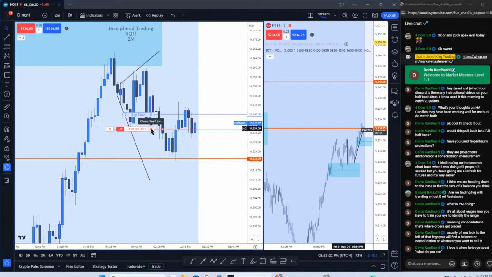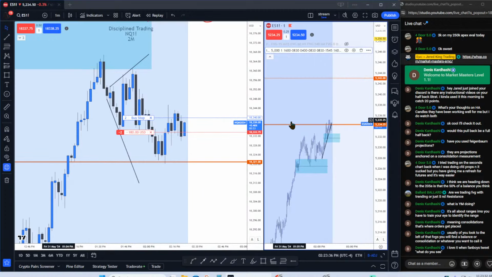But it says kind of the same thing. So if you think about it, what does that mean, fair for both institution and retail traders alike? It means like if price goes through, god damn, it's gonna stop me out again.